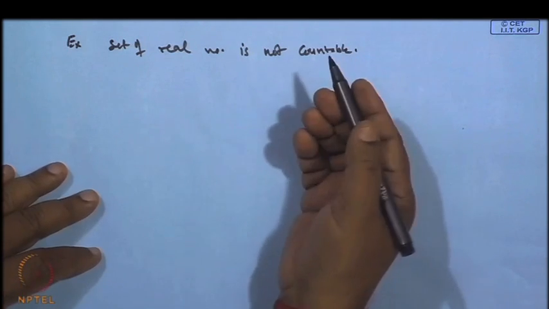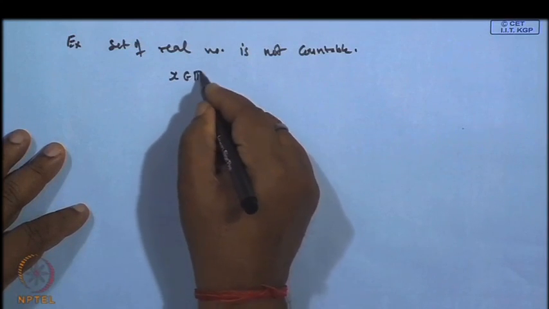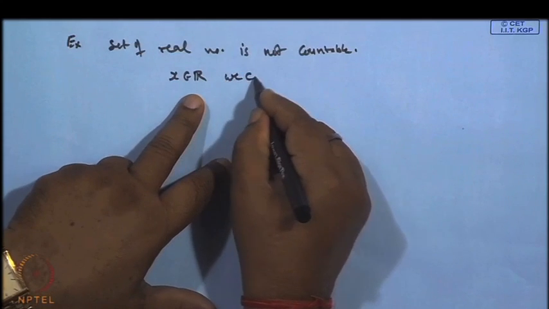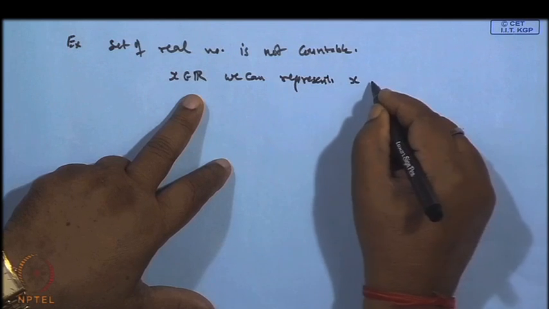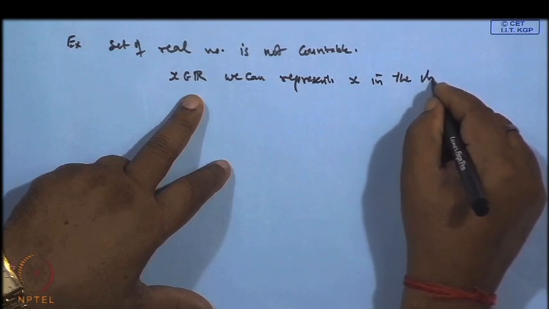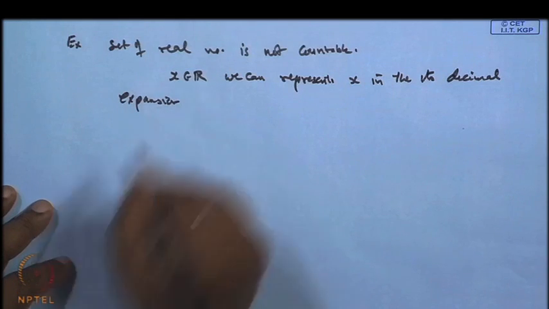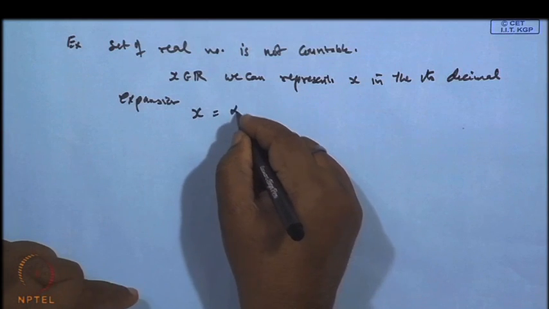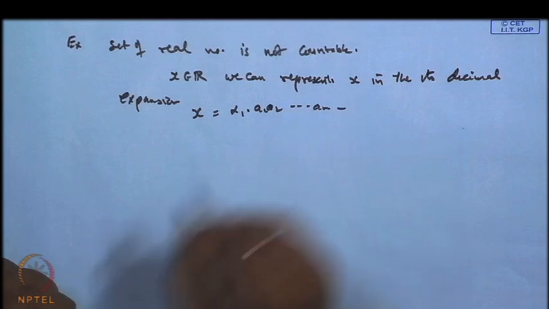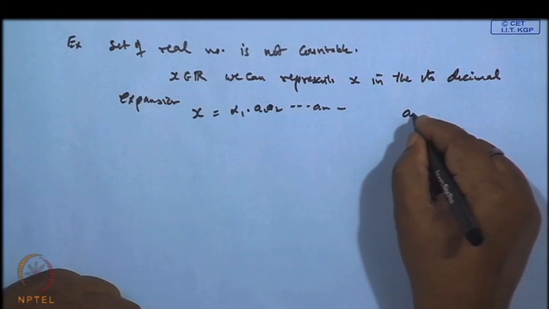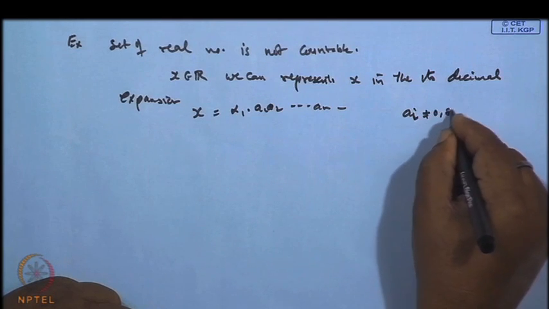Suppose I take x any element of R, we can arrange this in the form of a sequence. Say x is in R, then we can represent x in its decimal expansion. We can write the decimal expansion for this. So, if x is something like alpha 1 point, say a 1, a 2, a n and so on, then these a 1, a 2, a n are numbers different from 0, 8 and 9.